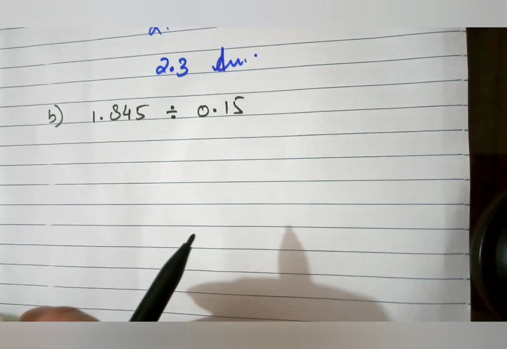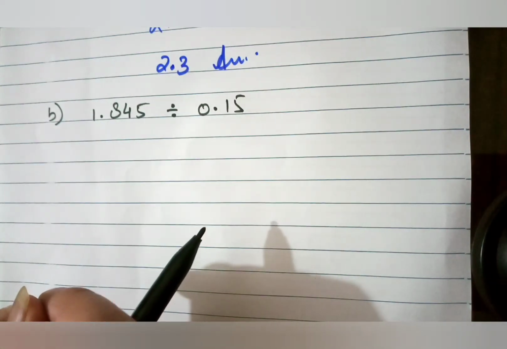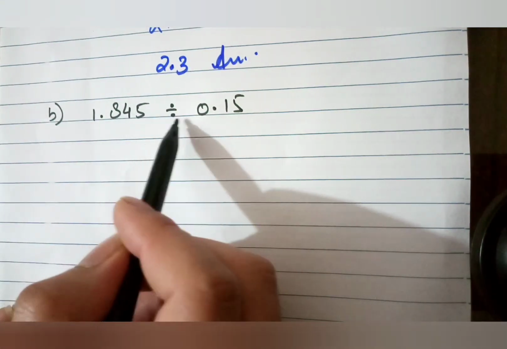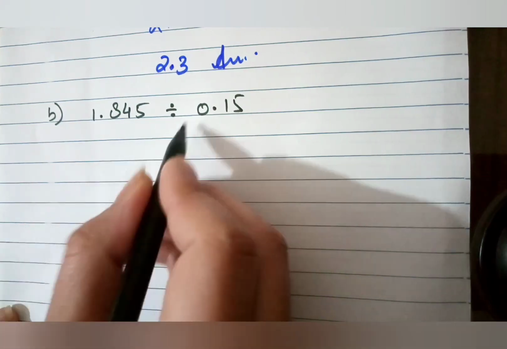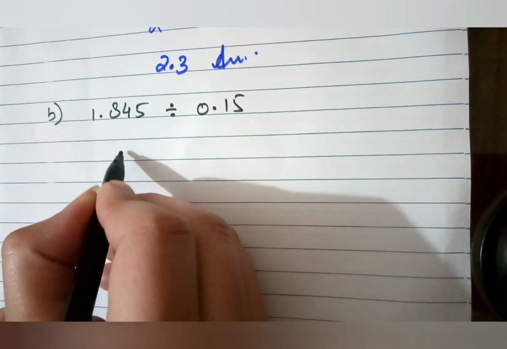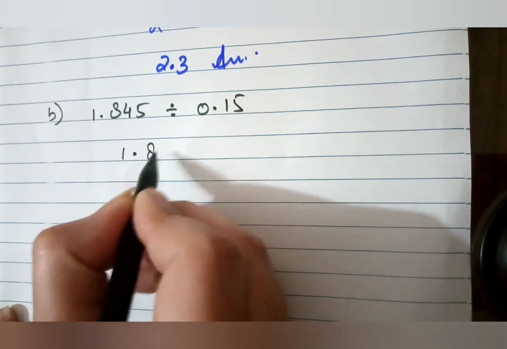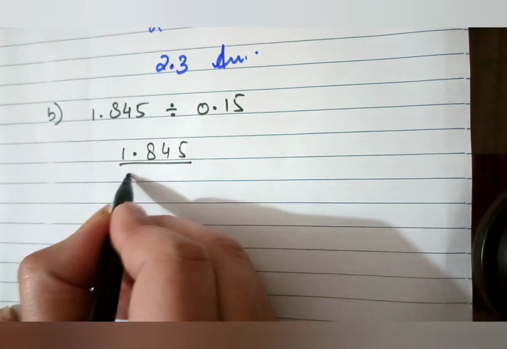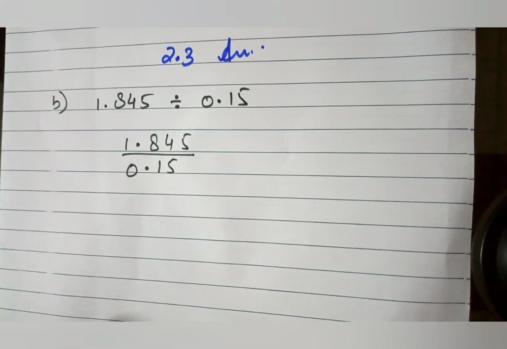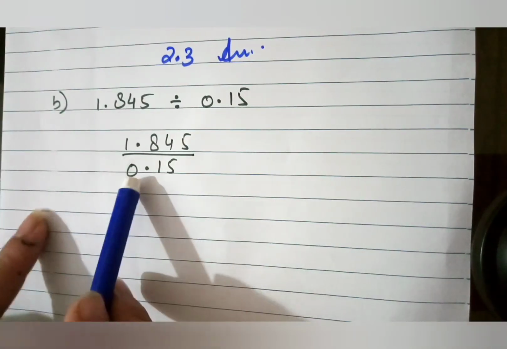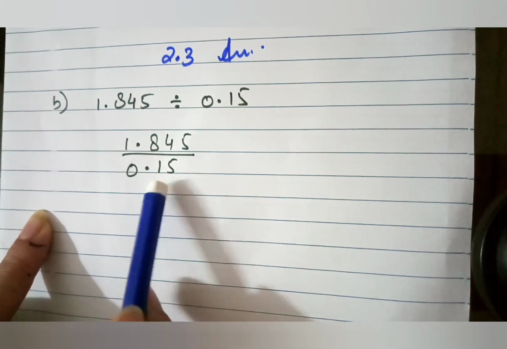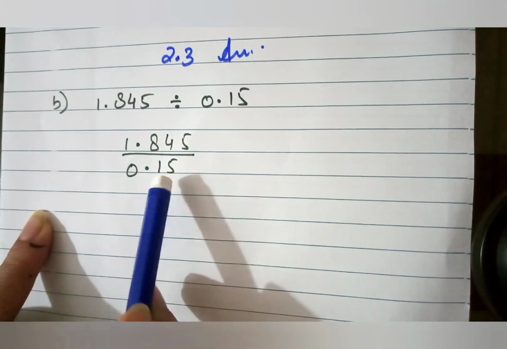Now just write down part B of your practice now 9. Again we have two decimal terms and they are going to be divided. We write this term in the form of a fraction: 1.845 divided by 0.15. Now if you observe the term in your denominator, 0.15, how many digits do you have after the point? 2 digits, 1, 2.